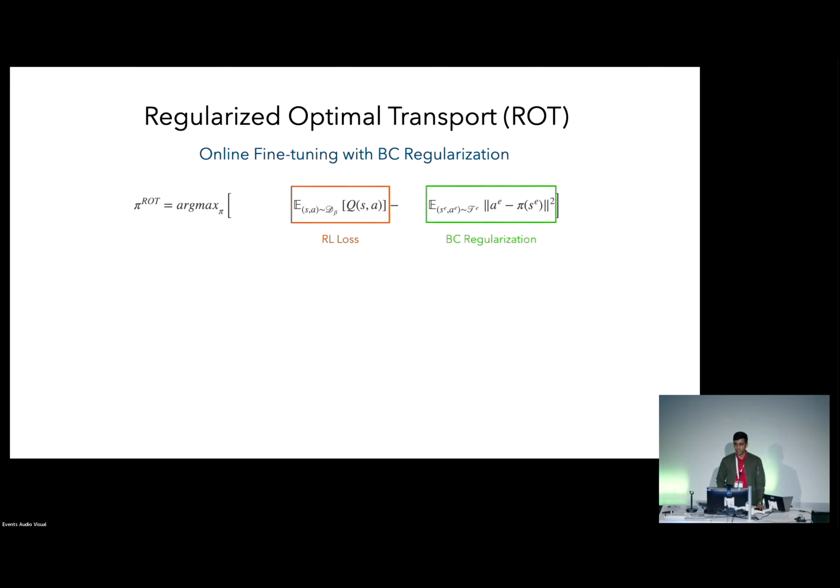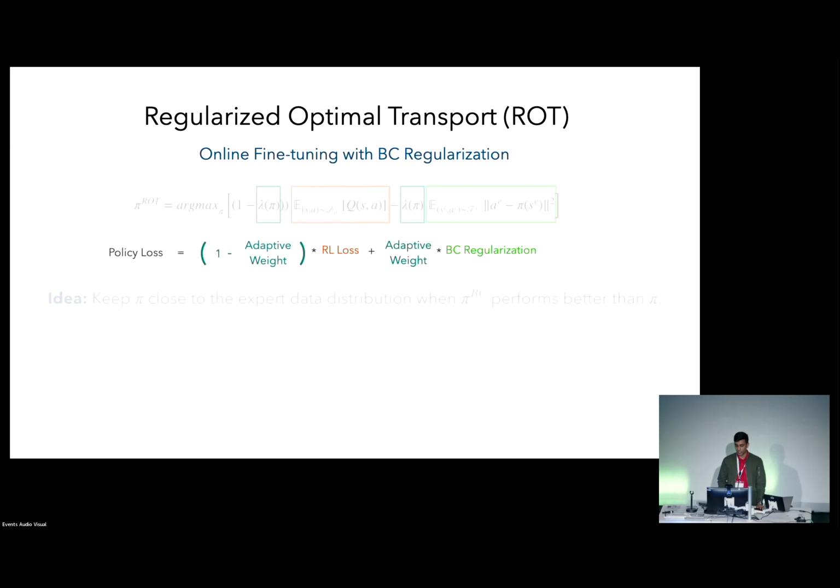We add a BC regularization term to it, which is supposed to keep the policy close to the expert data distribution. The caveat here is if you're always applying regularization while training, your policy might become biased towards the expert data, and that is undesirable. So we add an adaptive weight lambda in order to control the amount of regularization applied at different stages of online training. So this is our simplified loss function.